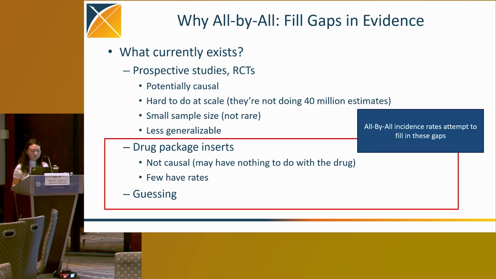And why are we even doing this? Because this is such a big undertaking, like generating this many incidence rates. Even though the calculation is simple, generating at scale does prove to be a bit of a challenge. So why even do that?